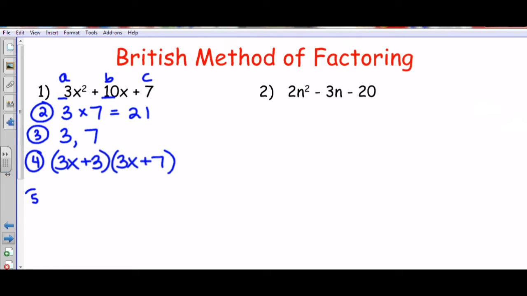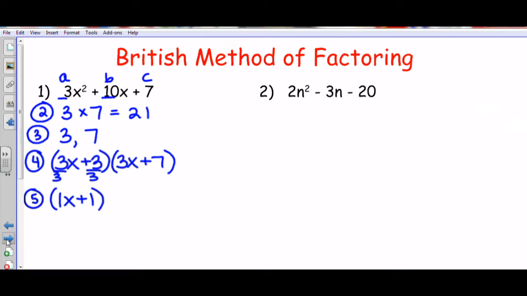Now in step 5, I want to see, can I simplify either one of these sets? Remember, one may simplify and one may not. Or they both may simplify. Or they both may not. So if I look at my 3x plus 3, they both have the number 3, so I can divide both of those numbers by 3. 3 divided by 3 is a 1, so I'll be left with a 1x. And the other 3 divided by 3 is also 1, so I'll have a plus 1.